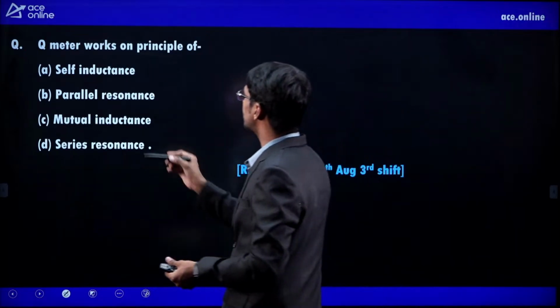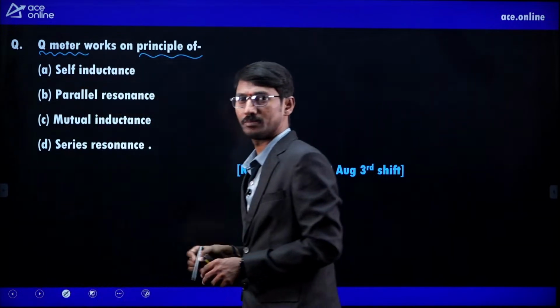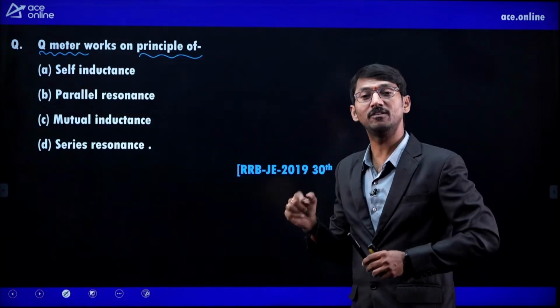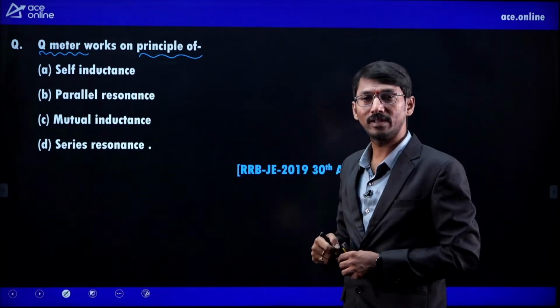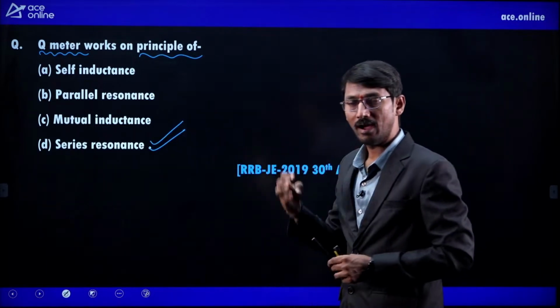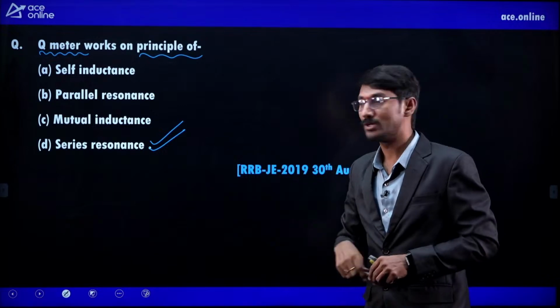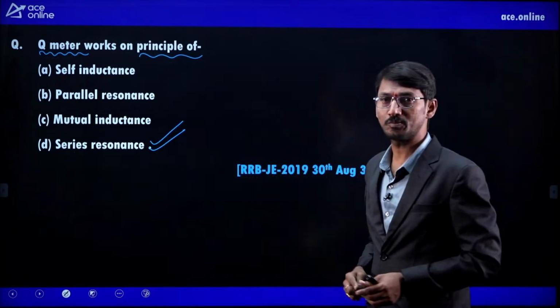Q meter works on the principle of. Q meter works on which principle? Q meter means a quality factor meter. It is working based on series resonance principle. In the Q meter, RLC will be there. So RLC series, therefore it is working based on the series resonance principle.